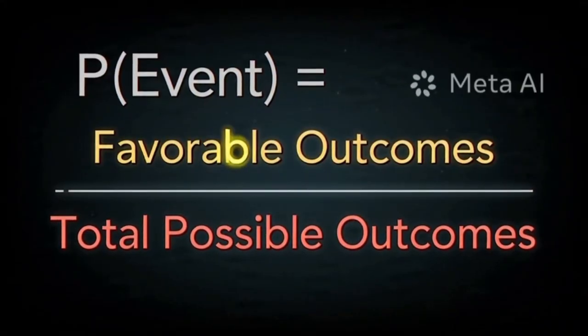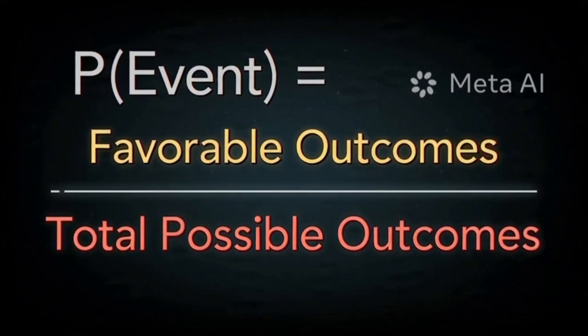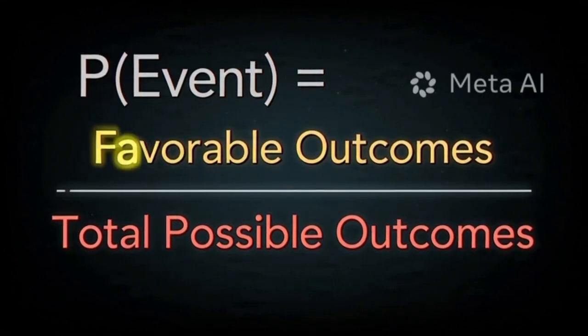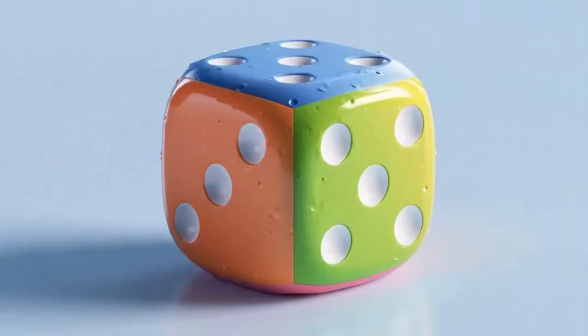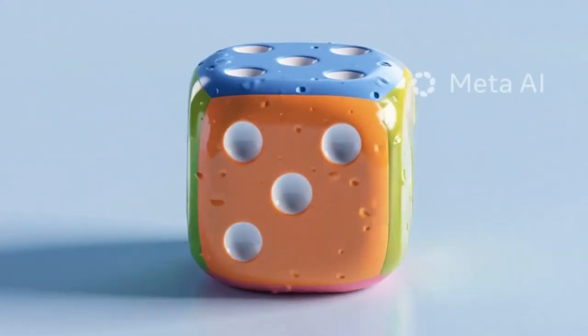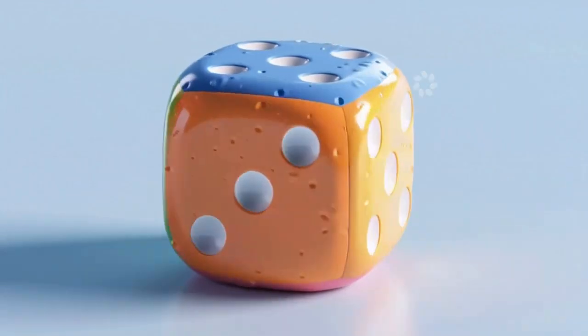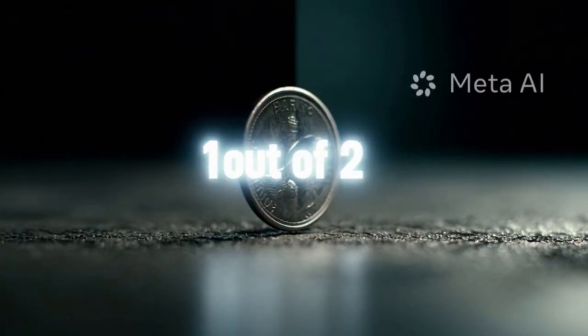The basic probability formula is simple. Probability equals the number of favorable outcomes divided by the total number of possible outcomes. A favorable outcome is an outcome we want. The total outcomes are all possible results. Let's see it in action.